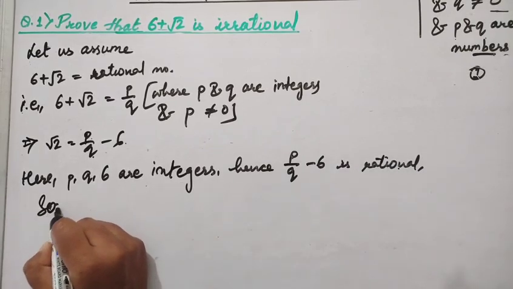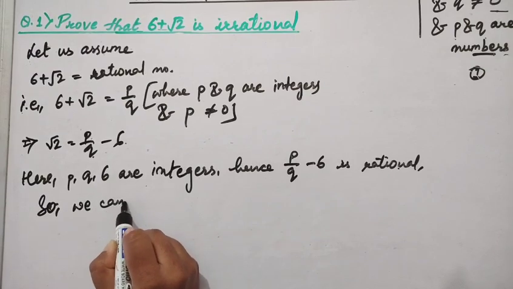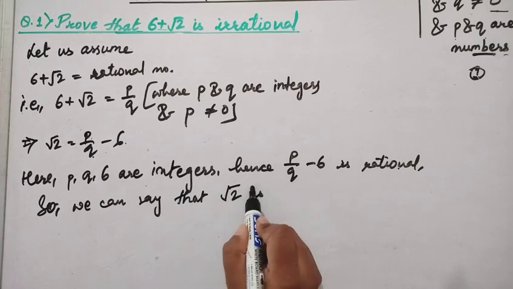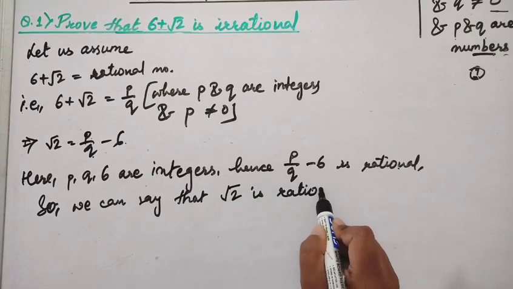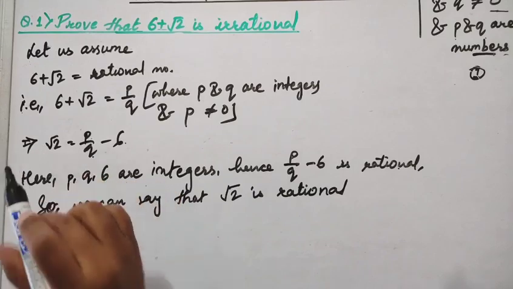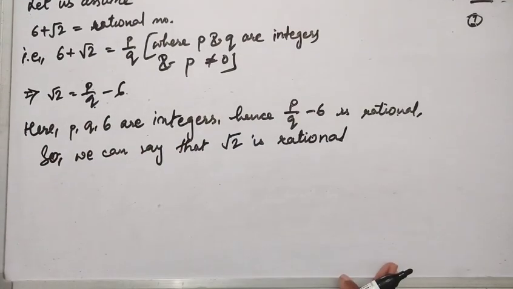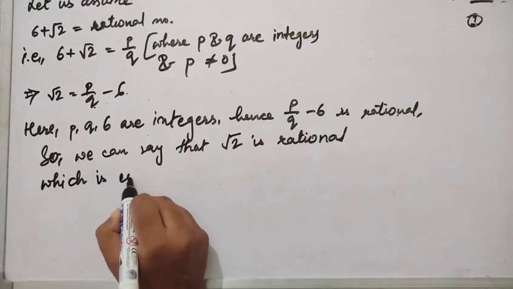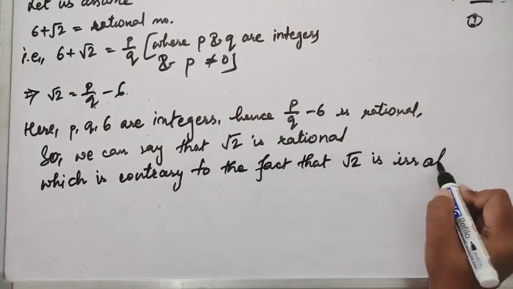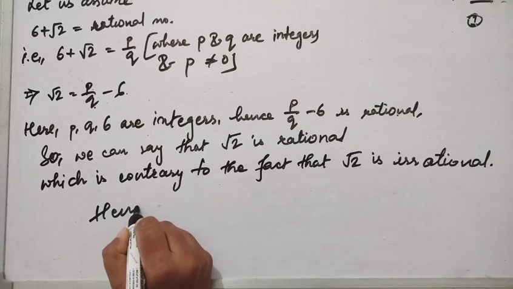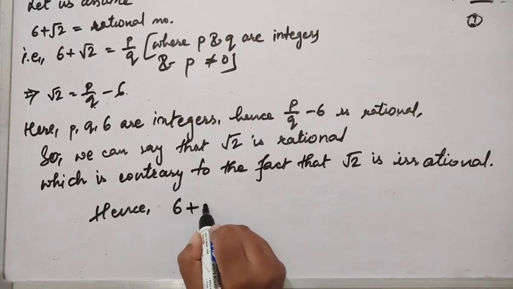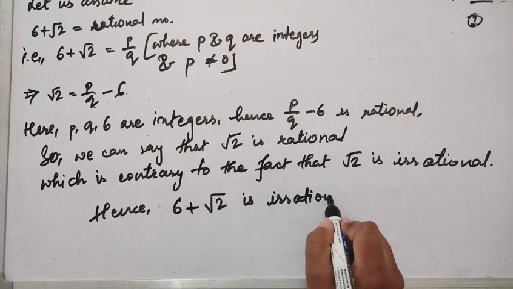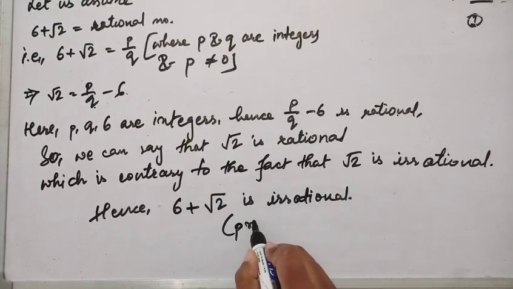So we can say that root 2 is rational because p by q minus 6 equals root 2. But we know that root 2 is not rational. It is an irrational number, hence 6 plus root 2 is irrational, which is also proved.